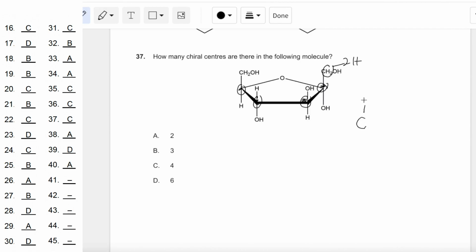Example, this C right here is bonded to O, OH, and H. This C is bonded to the C right here, and also bonded to this O, and then this C here is bonded to OH, and at the same time, as you know, is bonded to H as well. So the answer will be C.